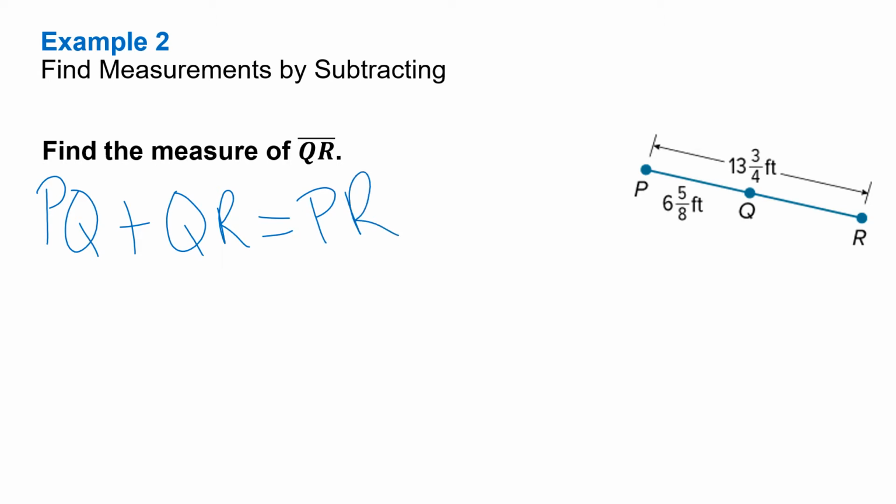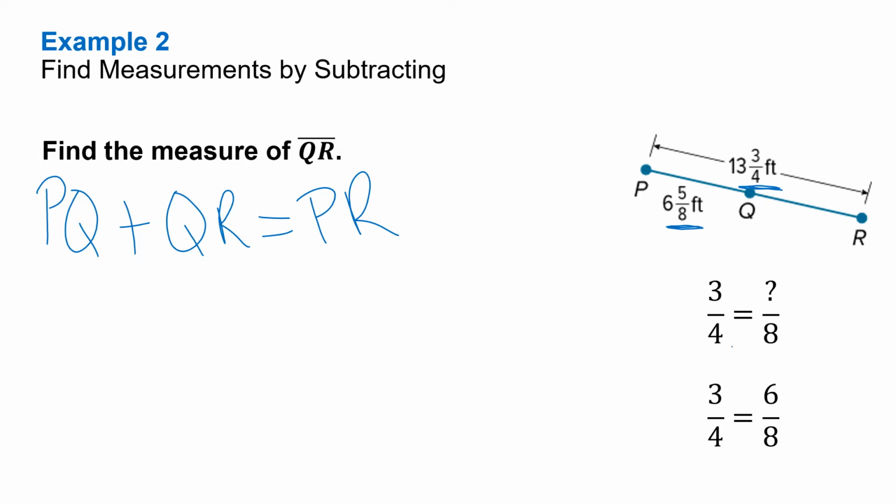The other thing I notice about this diagram is that my lengths are given to me as mixed numbers. However, the fractional part of my mixed number does not have the same denominator. So I need to write an equivalent fraction for 3/4 with a denominator of 8. So in order to do that, I write 3/4 is equal to some number divided by 8.